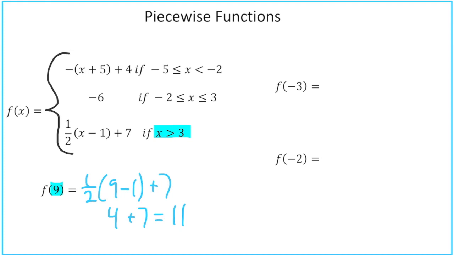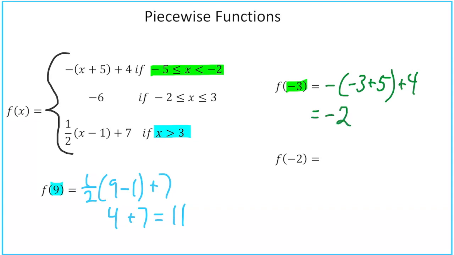Next up, we have f of negative 3, and negative 3 is in between negative 5 and negative 2. So let's plug it into that one. All right, so it's all plugged in. So inside the parentheses, negative 3 plus 5, that would be 2. And then there's a negative sign on the outside. So that's actually negative 2 plus 4. So f of negative 3 is positive 2.